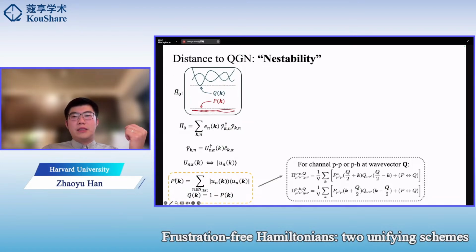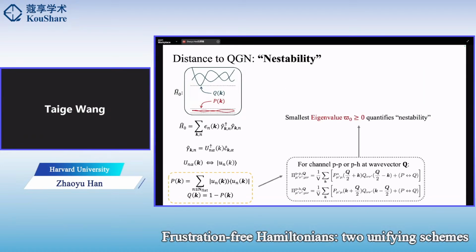Specifically, by using the P matrix of this flat band and its complement part, Q, we can define this 4-index tensor for each channel and each Q, which is very easy to compute for any flat band. If you group the first two and the last two indices, the tensor can be viewed as a matrix which is positive semi-definite. We find that its smallest eigenvalue provides a measure of the distance to the ideal quantum geometric nesting for this flat band, because when the smallest eigenvalue becomes 0, this condition implies a perfect quantum geometric nesting. So this quantity is a meaningful measure of the distance to the perfect quantum geometric nesting.